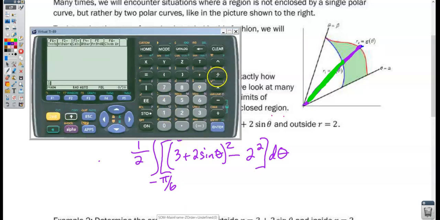So I've got 1/2 times the integral of the quantity 3 plus 2 sine of theta, quantity squared, minus 2 squared, all that with respect to theta, from -pi/6 to 7pi/6.